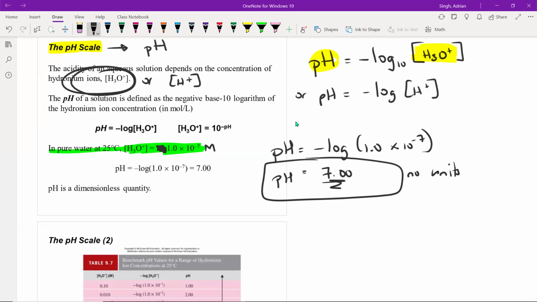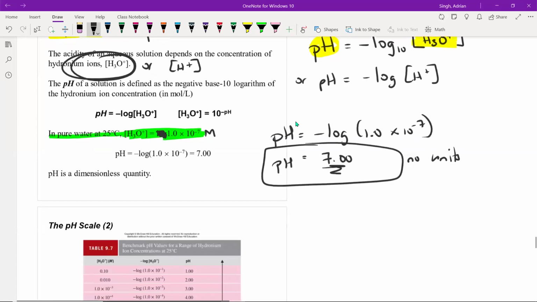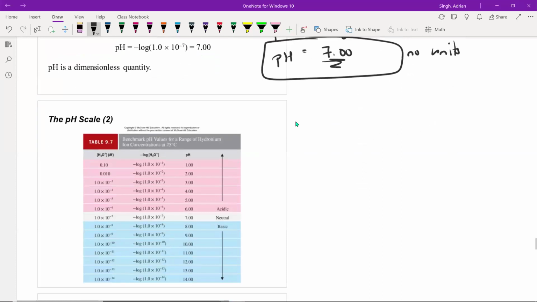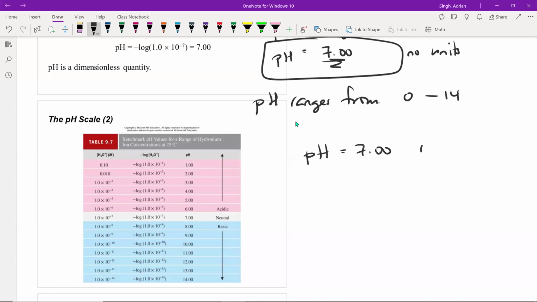There are no units for pH. Okay, it's just a number, and that number typically ranges from 0 all the way to 14. And then we'll see some other examples of pH values when we get into general chemistry 2 a little bit later on. So something with a pH of exactly 7 is considered neutral. So exactly 7 is neutral.